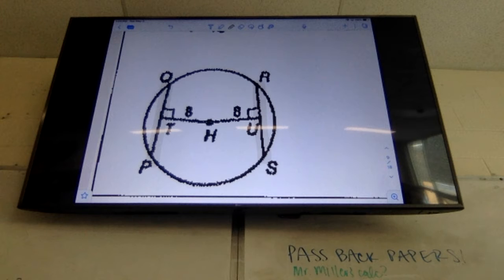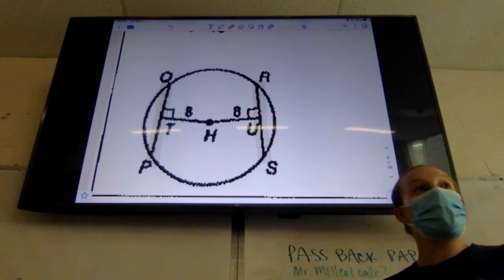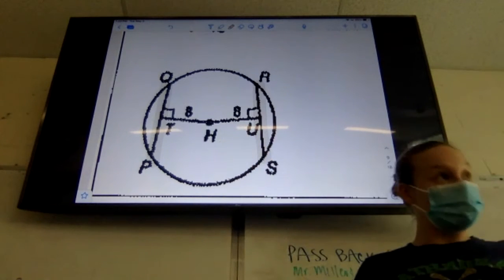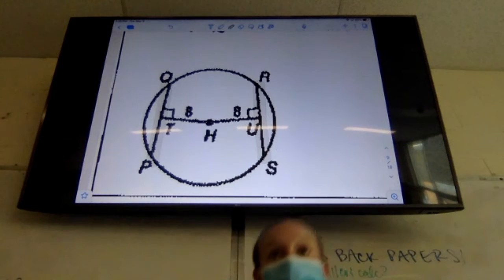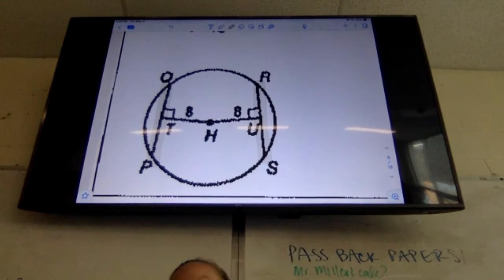That's what the theorem says. It's easier than you think it's about to be. The reason I know TH and HU are equal is from the center, because it says 8 and 8. It's just that easy. Yeah, isn't that crazy? I said they're equal, but I wanted you to tell me why you knew they were equal.